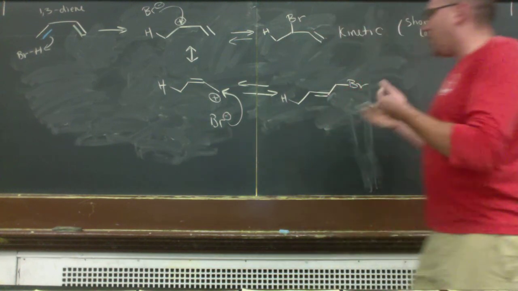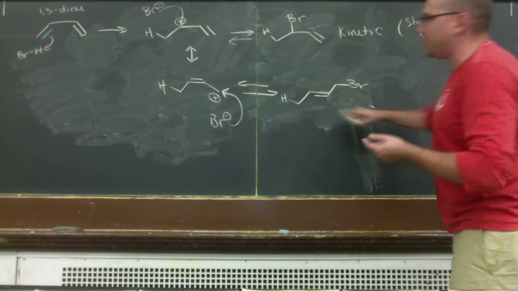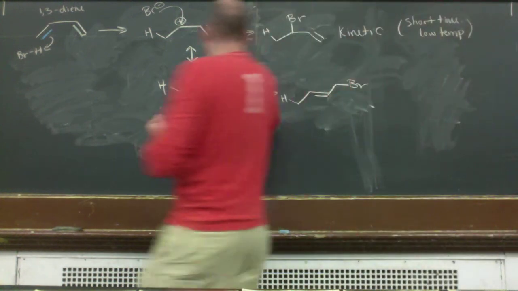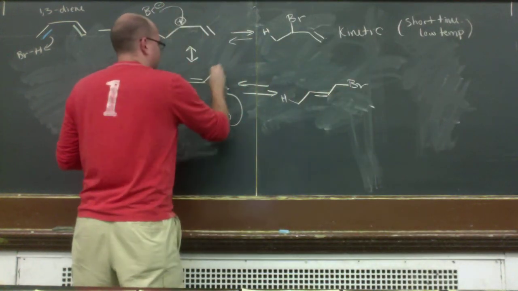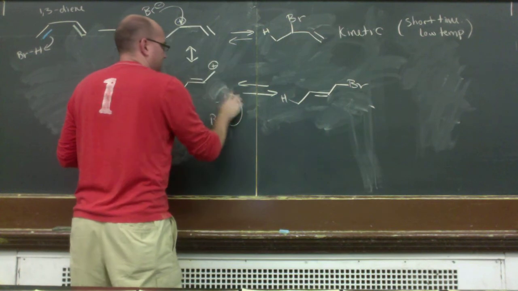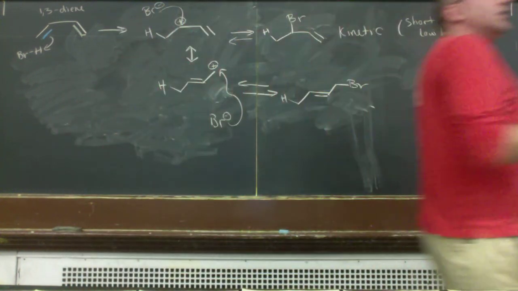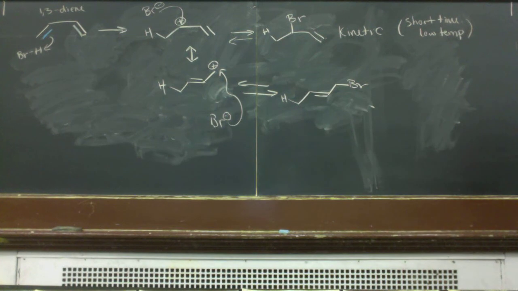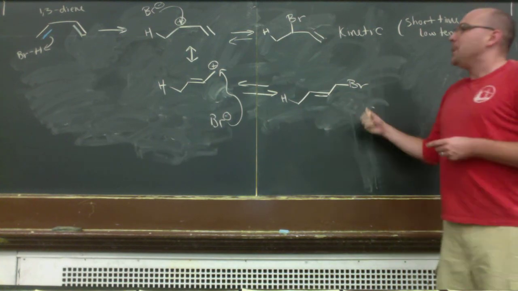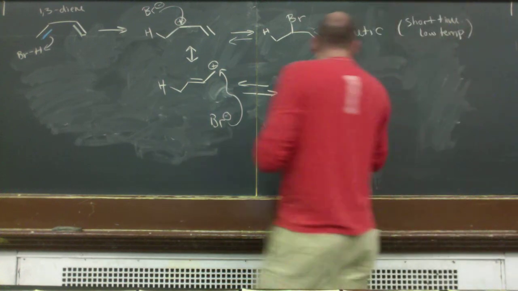Sorry, I just based it on my previous drawing. So yeah, that would be another intermediate in there, but that would lead to the cis, which is higher energy. So yeah, it would likely go to the trans. And so this would be what we would consider the thermodynamic product.